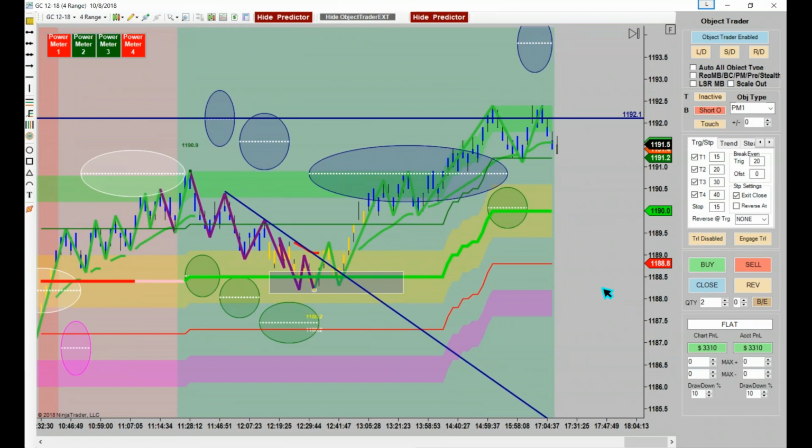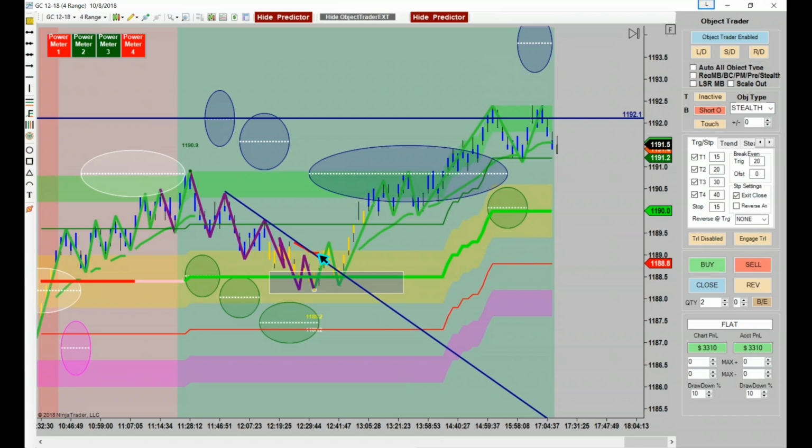Everybody see how to use the tools? If you utilize the power meter to get out of your trades, this thing goes all the way over here to the side. The region for boxing, right? The power meter for getting out of trades, power meter 1 and 2. And your stealth. A lot of our traders love the stealth.